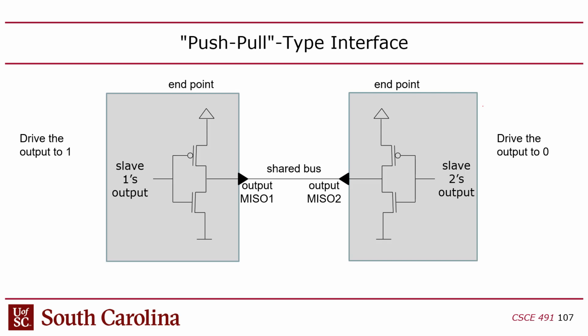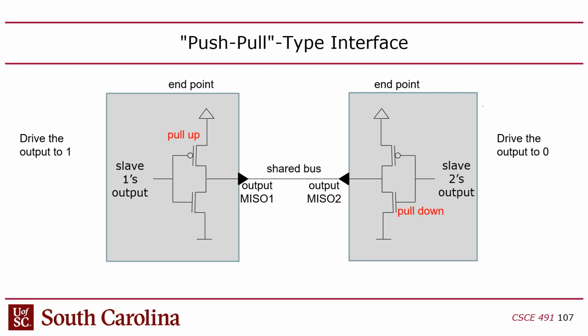Now, if they're both setting 1 or they're both setting 0, that's okay. But you can't guarantee that if you have two chips that are both connected to a single wire, right? So generally you don't have this. You would never do this. You would never have two chips driving the same wire.